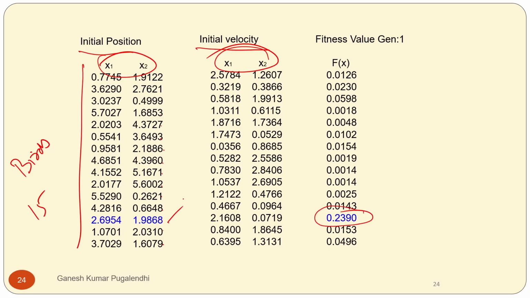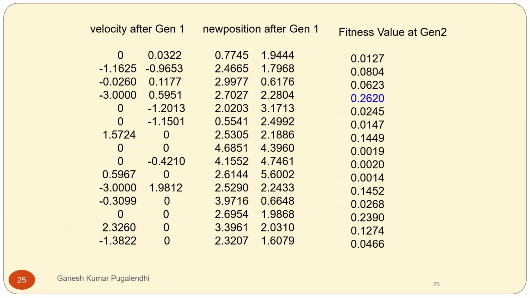So the birds are flying, 15 birds are flying, and each bird has its own xy value. And which is the bird? The 13th bird, which has the position value 2.6954 comma 1.986, has found the maximum food value of 0.2390 when compared with other birds. So that is the fitness. Now what we have to do? We have to generate the new velocity according to the formula that is provided, as well as the new position.